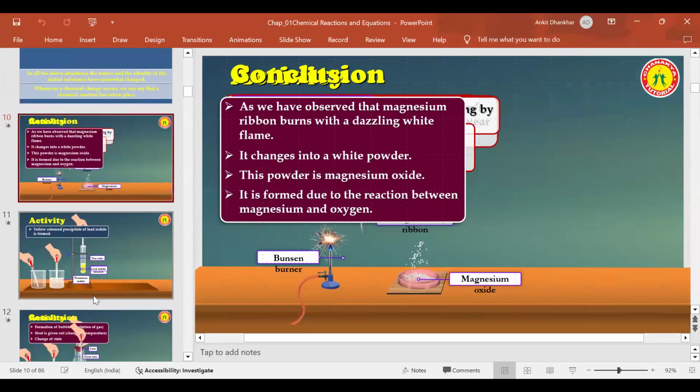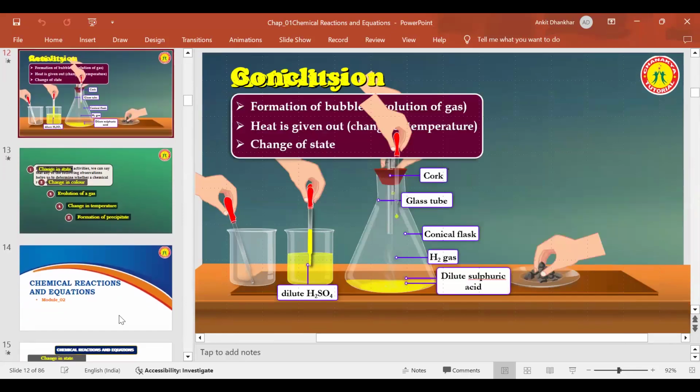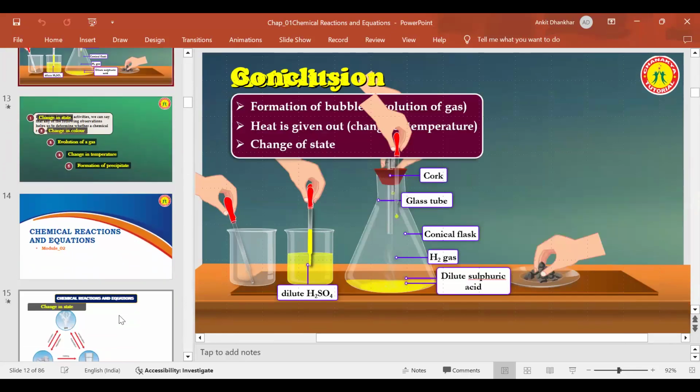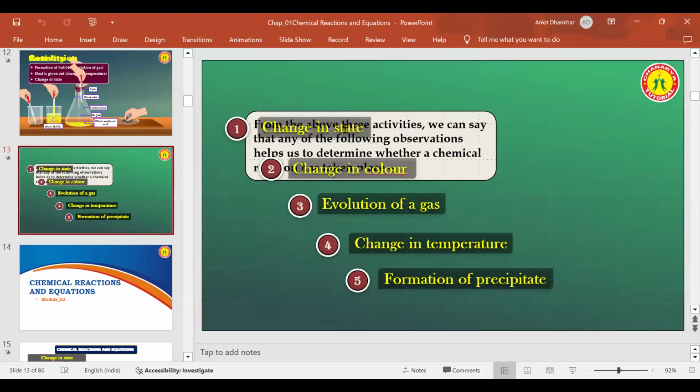Then we saw some examples, for example, the formation of yellow precipitate, or the release of hydrogen gas when we added zinc granules to the dilute H2SO4. So all of this showed us what can happen during a chemical reaction. There can be change in state, change in color, evolution of gas, change in temperature, and formation of precipitate.